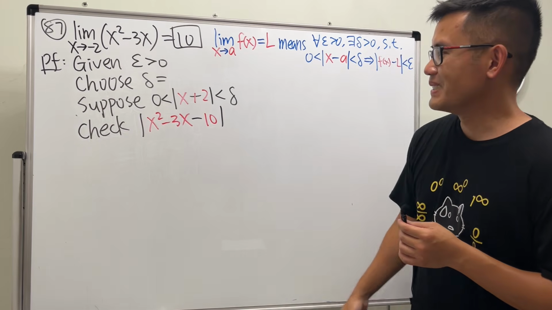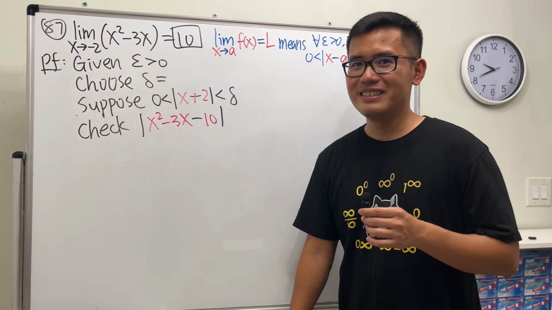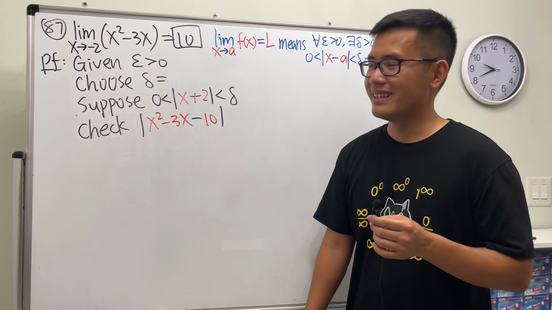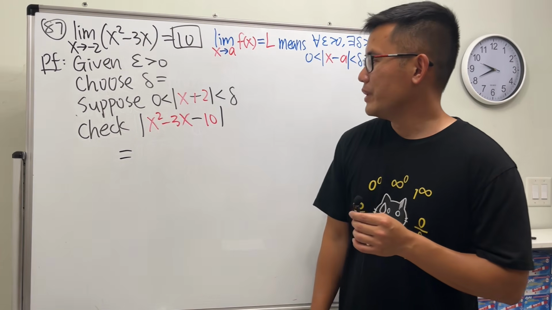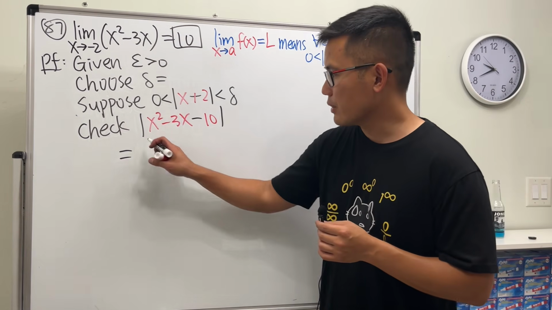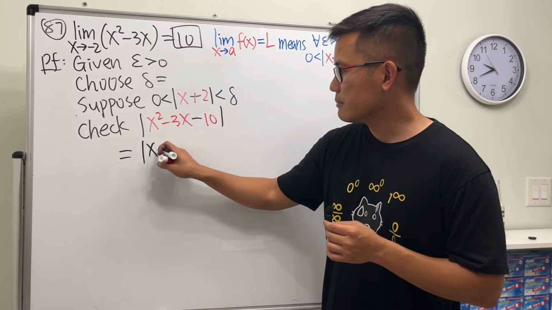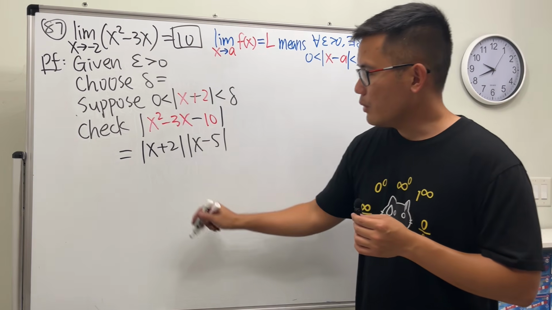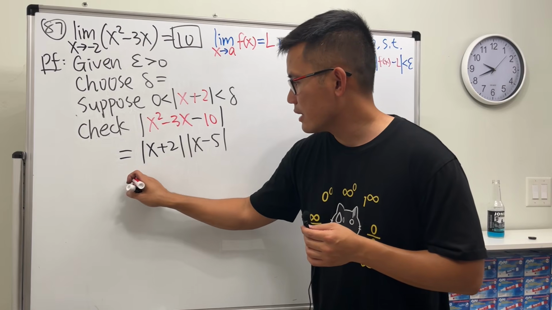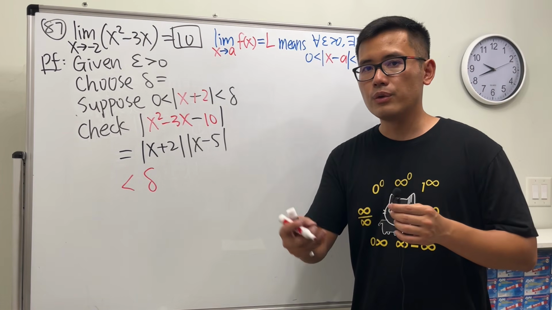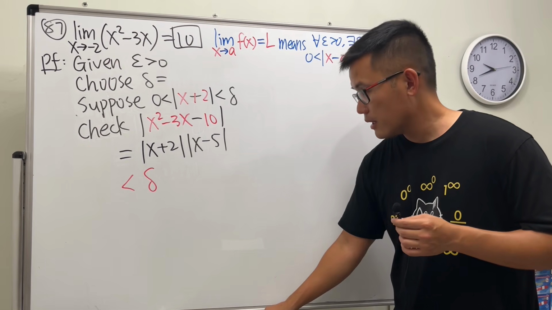Oh my god, look at this. How beautiful is this? This is a quadratic trinomial. We can factor it the usual way. We need x minus 5 times x plus 2. So that's the factoring. So here we go. We have absolute value of x minus 5, let's put on x plus 2 first. This right here is less than delta. That's nice. Now, we have to get a bound for absolute value of x minus 5.